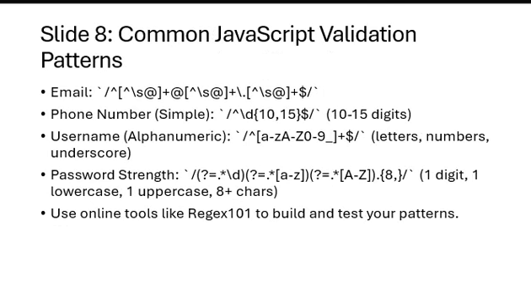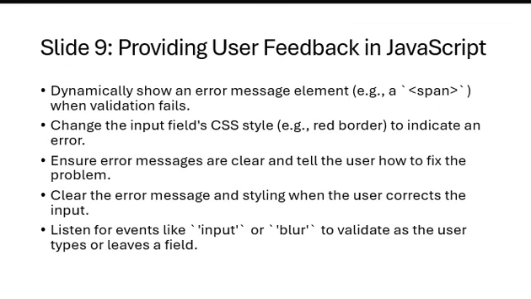Okay, common JavaScript validation patterns. Email, phone number, which is a simple phone number with 10 to 15 digits, and username with alphanumeric letters, numbers, and underscore. Password, a strong string with 1 digit, 1 lowercase, 1 uppercase, and 8 characters. So we can use these patterns. It's very important to ensure the complex data meets the required standards. So you can use online tools like regex101 to build and test your own patterns.